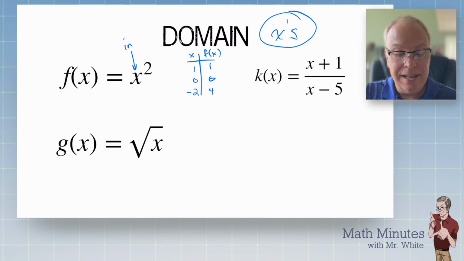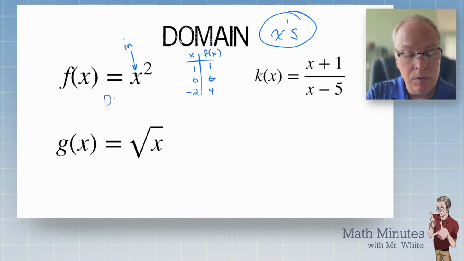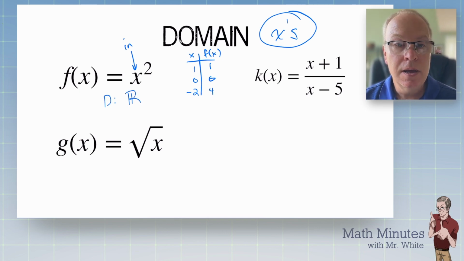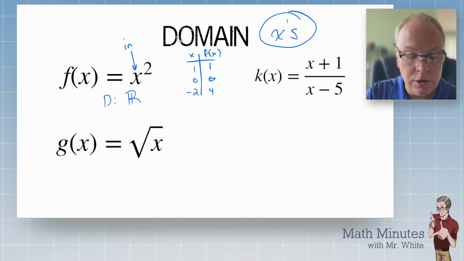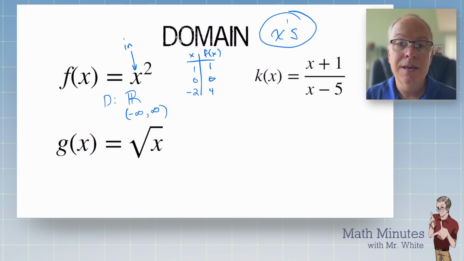So what is allowed to go into this function? Well, you can see anything can go into this. So the domain here would be all real numbers, and we can use this fancy symbol, the capital R, to mean all real numbers. Or in interval notation it's like this, from negative infinity all the way to infinity. Remember, you always put the smaller number first. So that problem's domain is all real numbers. I chose that because it's common to be able to plug anything you want into it.